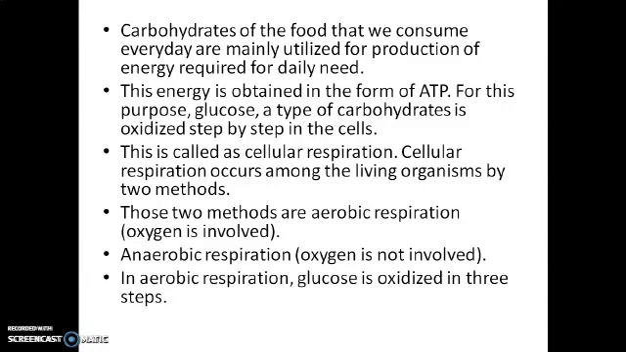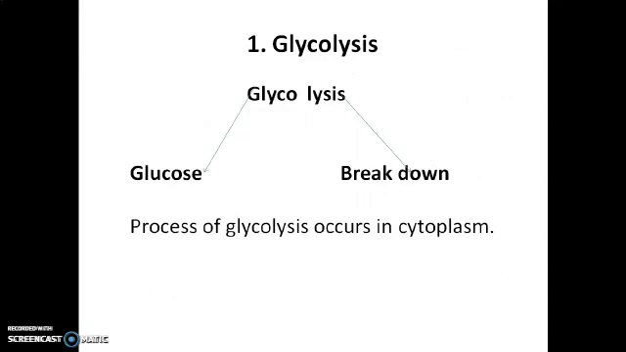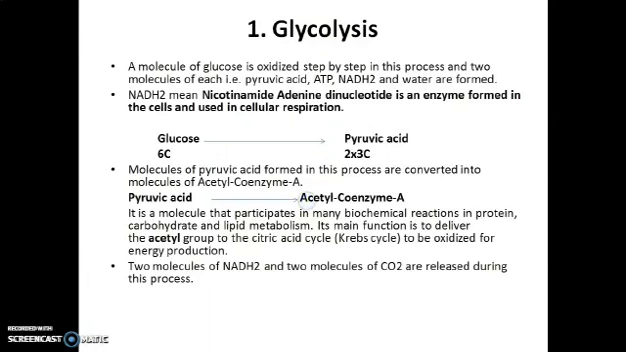In aerobic respiration, glucose is oxidized in three steps. The first step is called glycolysis. If you divide this word, glyco means glucose and lysis means breakdown. So basically this is the breaking of glucose, and that takes place in the cytoplasm.